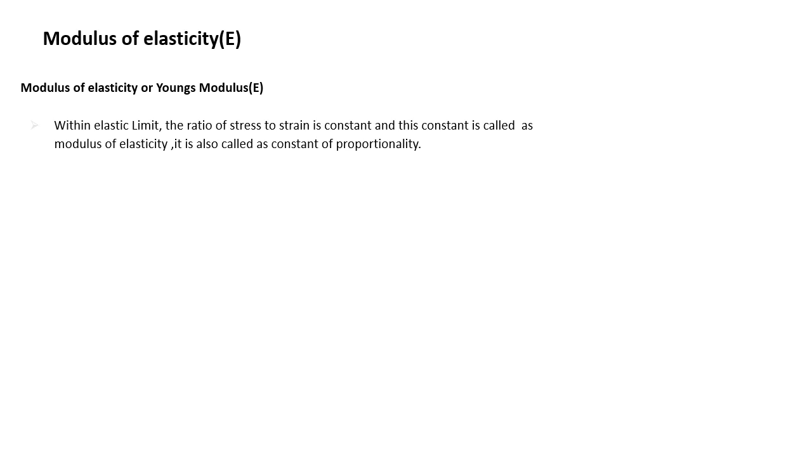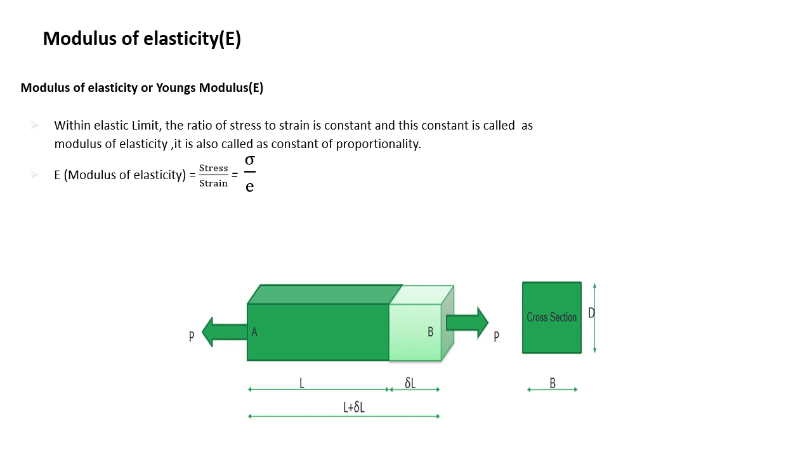Let's see modulus of elasticity and how it is calculated. Within elastic limit, the ratio of stress to strain is constant and this constant is called modulus of elasticity. It is also called the constant of proportionality. It is expressed in mathematical form as the ratio of stress to strain, and its SI unit is Newton per mm square.